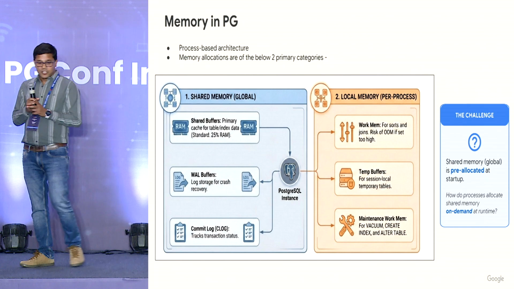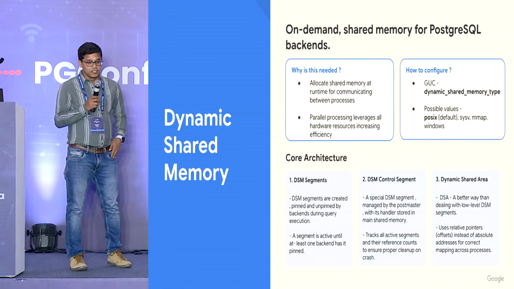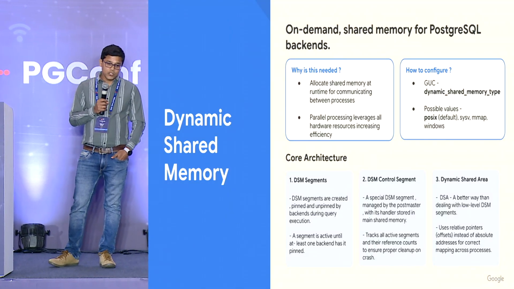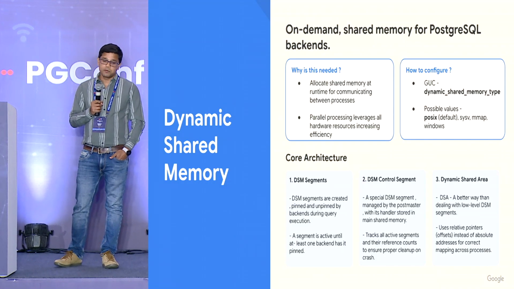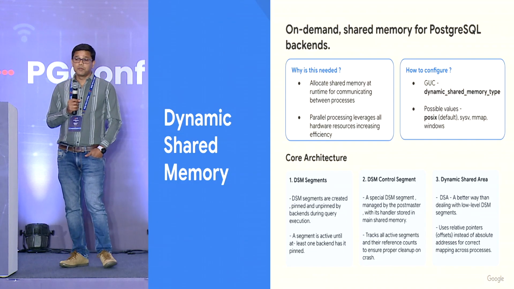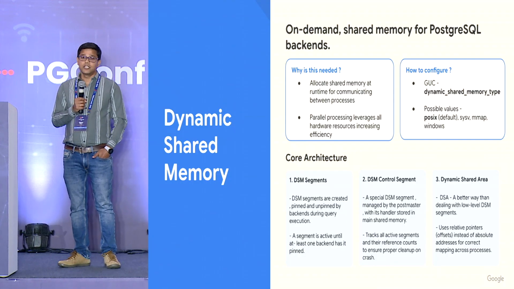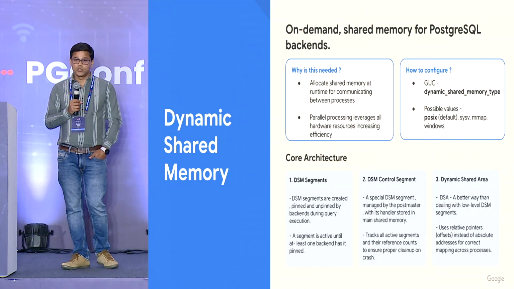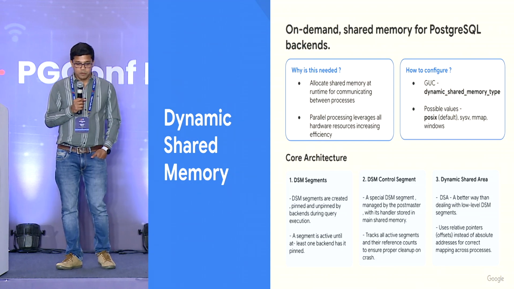So now let's get into the solution part of this. As I said, it's on-demand shared memory for Postgres backends. Basically, it allocates shared memory at runtime, and the purpose remains the same: multiple backends can access that memory. Having that memory accessible by multiple backends is a key point for a performant database, so that it can utilize the maximum resources of the underlying machine.